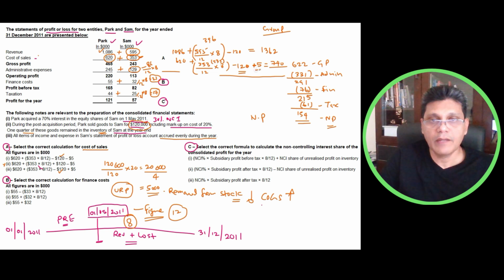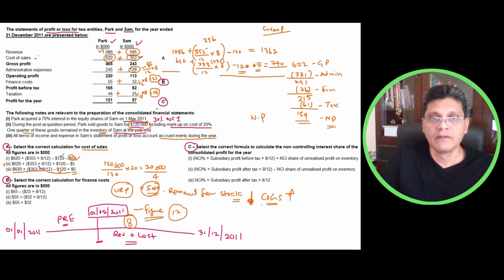Then you need to add back the unrealized profit which we calculated here. 1/4 of these goods remain in the inventory. So that 5,000 has to be added. Not a deduction. We are not deducting from the inventory. We are deducting from the cost of goods sold. As I told you, when you deduct from closing stock, your cost of goods sold will increase. So therefore you need to add back. So the correct answer is the third one. This is the correct answer.